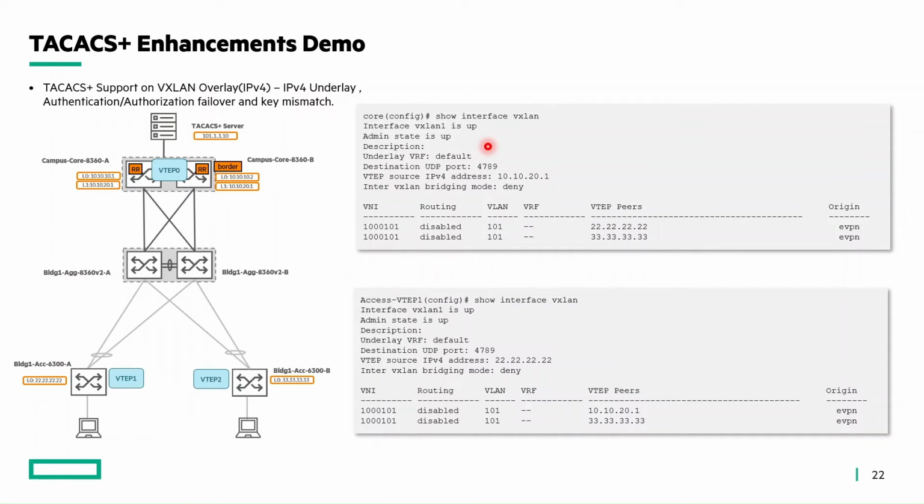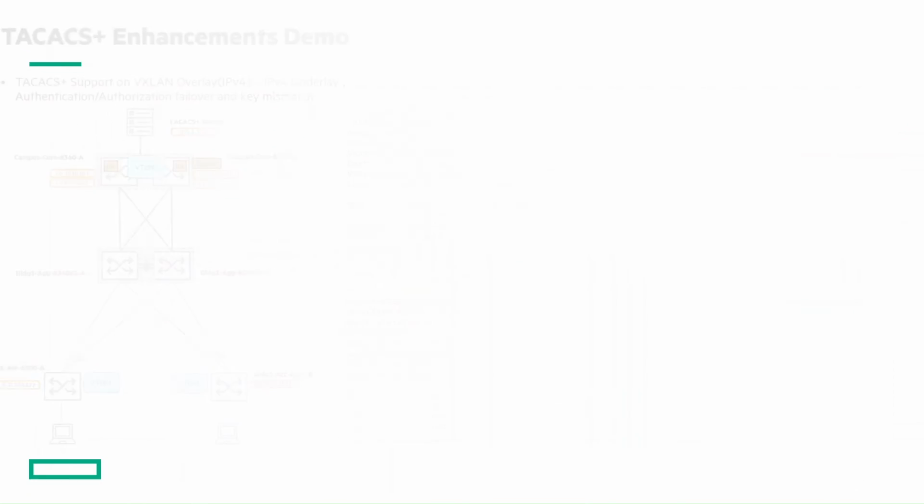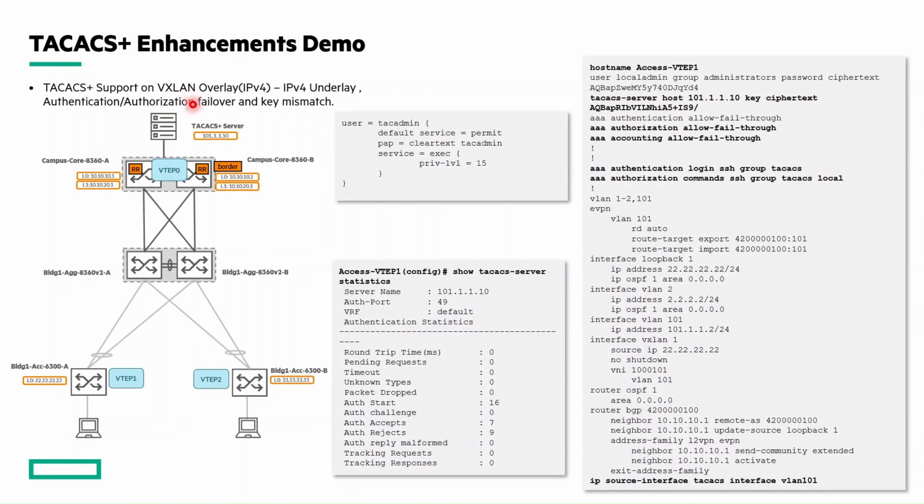If you could see here, this is a snippet of the show interface VXLAN output from the core switch. There are two VXLAN tunnels, one with the access VTEP 1 and the other with the access VTEP 2. And on the access VTEP 1, there will be two VXLAN tunnels, one with the access VTEP 2 and one with the border VTEP in the core. The TACACS server will be connected over the core VTEP, that is the border VTEP.